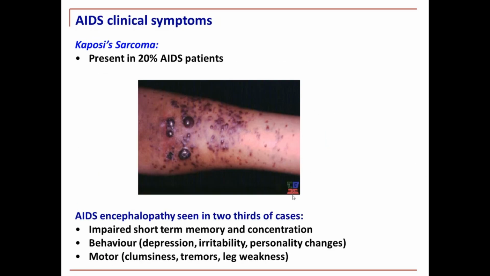Another one, which is present in about 20% of AIDS patients, is Kaposi sarcoma. This is a rare skin cancer that you can see in that image there. And AIDS encephalopathy is seen in about 2/3 of cases, where they get impaired short-term memory and concentration, behavior changes such as depression, irritability, personality changes, and motor issues such as clumsiness, tremors, and leg weakness.